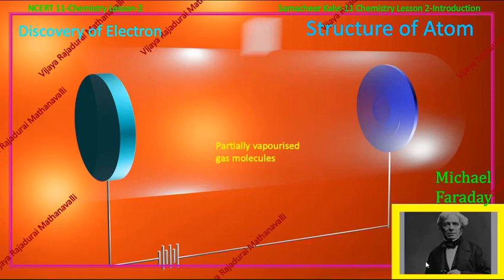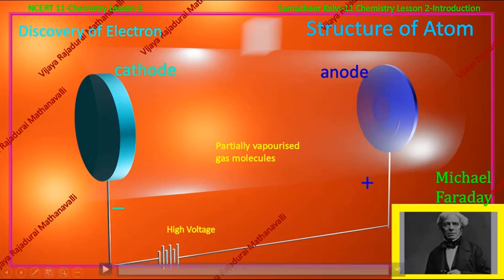Then he kept two electrodes, that is cathode and anode. Then he applied high voltage between these two electrodes. He thought that a ray would be passing through it or some other changes would occur. But it did not happen because the ray is invisible. To make the rays visible, he made a hole in the anode.